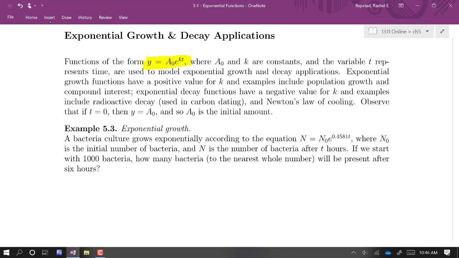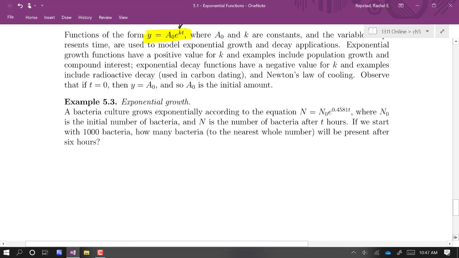For an exponential growth problem, k is positive, right? That coefficient on t in the exponent would be positive. In exponential decay problems, k is negative, so you'd be raising e to the negative kt, negative exponents. So we're going to close out this section just by doing an example.